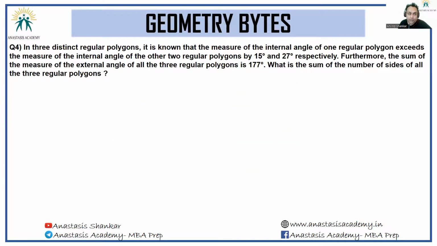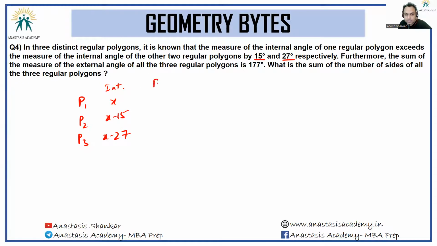Next question. In 3 distinct regular polygons, it is known that the measure of the internal angle of one regular polygon exceeds the measure of the internal angle of the other 2 regular polygons by 15 degrees and 27 degrees. Okay. So for polygon 1, internal angle would be X. For polygon 2, it would be X minus 15. For polygon 3, it would be X minus 27. Furthermore, the sum of the measure of the external angles of all the 3 regular polygons is 177 degrees.